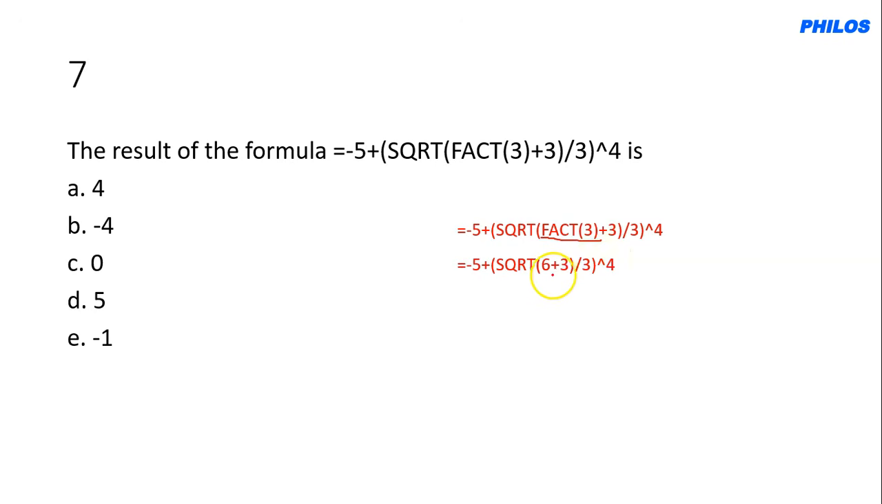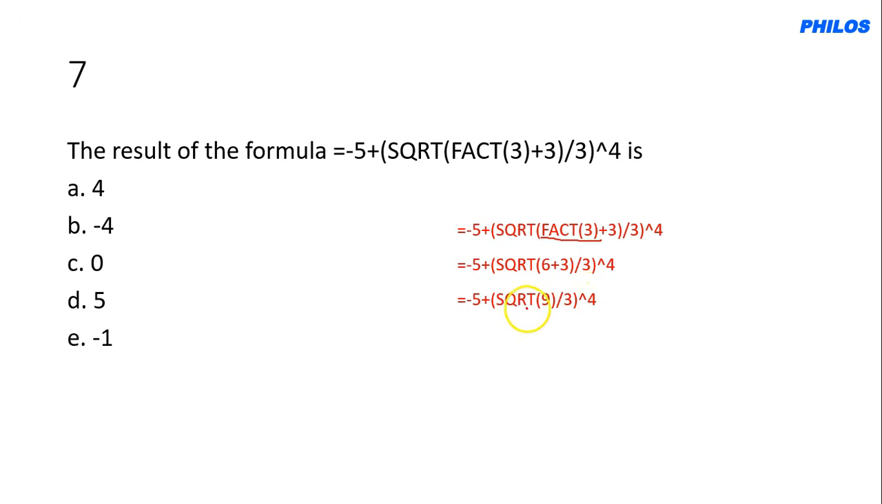Okay. Now you see that you have a small bracket here also that you need to deal with, which is 6 plus 3. Isn't it? So 6 plus 3 will give you 9. So I'll write that there. So I'll have -5 plus into bracket SQRT. Since 6 plus 3 gives me 9, then I write 9 here. Divided by 3, brackets close, exponent 4.